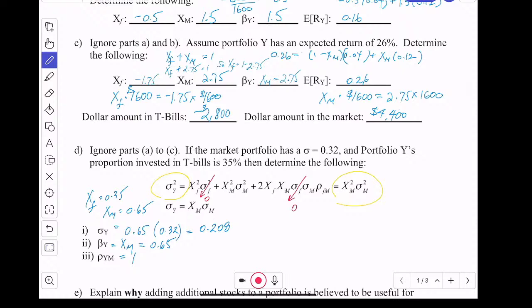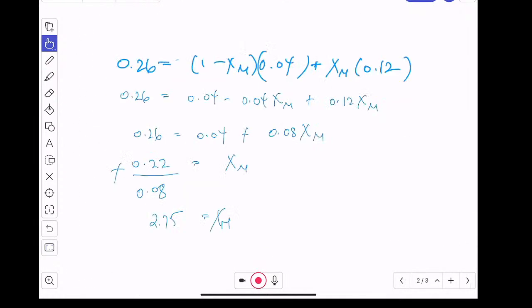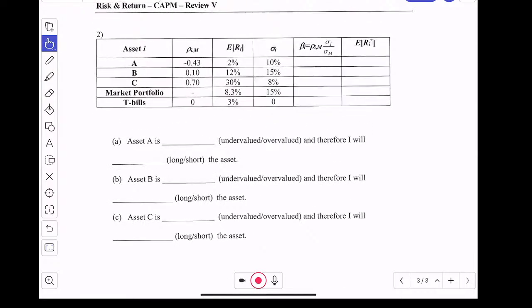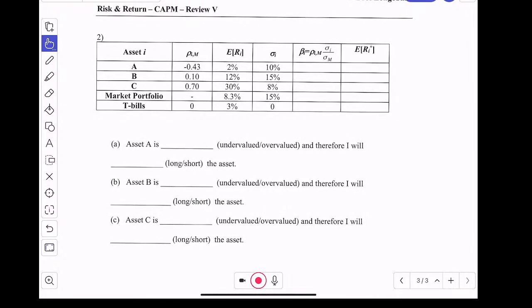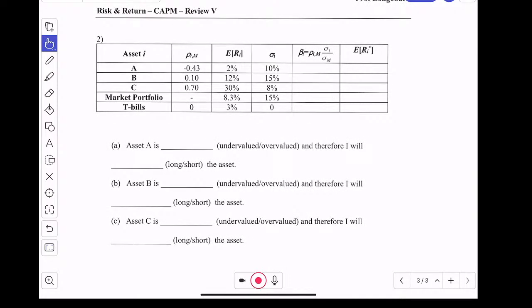Then I have some more questions you guys can try. And on the second page, I have a problem just like the one we did yesterday that you can work through about pricing stock and determining whether they are under or overvalued, and then what course of action should be taken. So that's all I'm going to say about risk and return, and I'm going to send you the last portion of material for us to discuss.